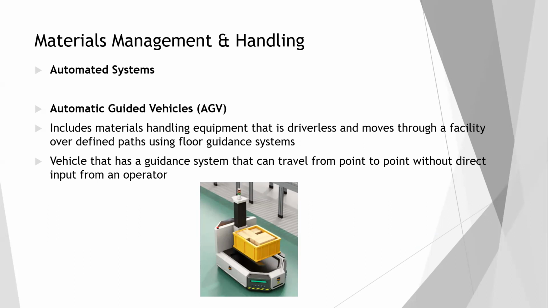These include material handling equipment that is driverless. You don't actually need someone in them like a forklift. So there's no human operating it, and it moves through a facility over a defined path, typically using some sort of floor guidance system. Something is on the floor that is ensuring that it goes in a proper path. And a vehicle that has a guidance system can travel from point to point without any direct input from an operator.